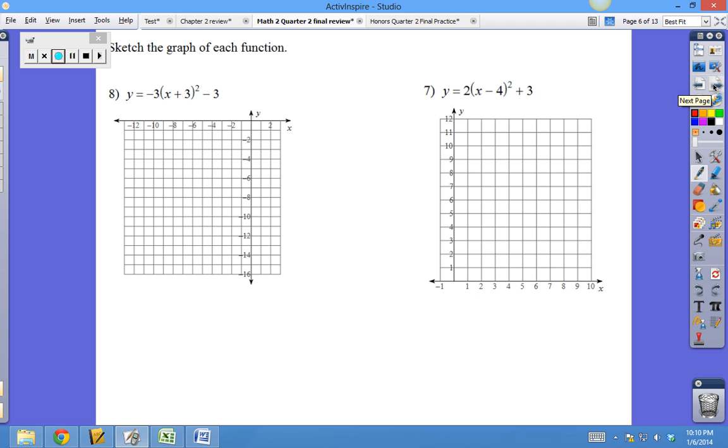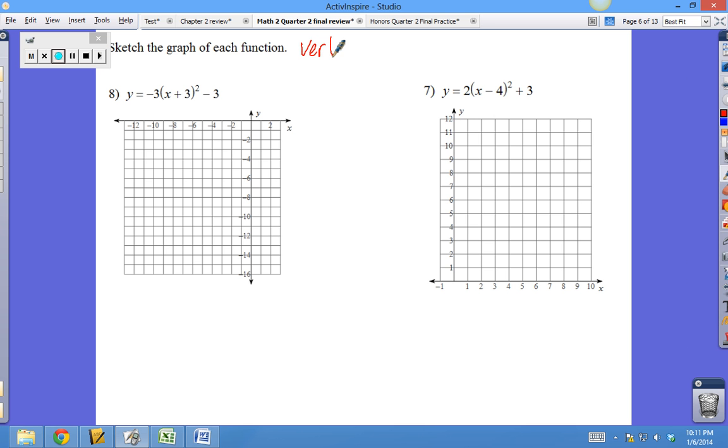Okay, let's look at 8. Now you're asked to sketch a graph of the function. Okay, these functions are not in standard form and they are not in factored form. You need to know two models. You need to know factored and you need to know the vertex model. Okay, the vertex model is y equals a(x minus h) squared plus k.